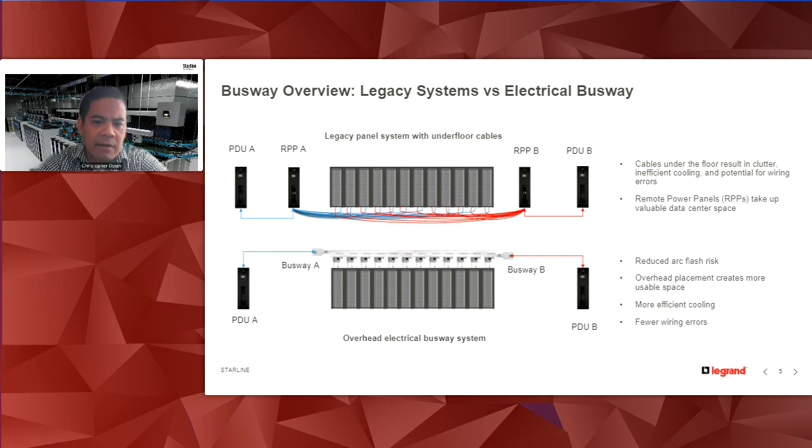So that overhead placement, removing the RPP and replacing it with a busway system, really resulted in more efficient cooling and fewer wiring errors, because visually everything was much more organized. I'll talk more in detail about it later in the presentation, but it also helps reduce the arc flash risk that presented itself with the legacy system as well.